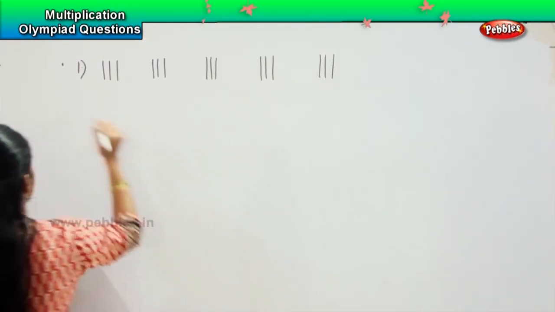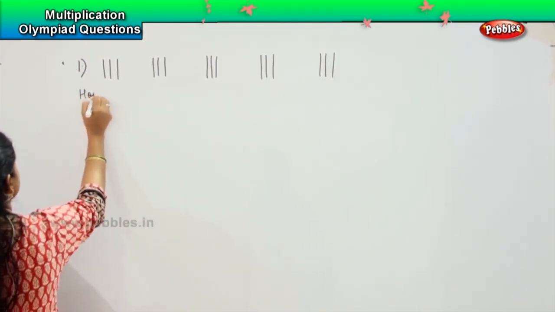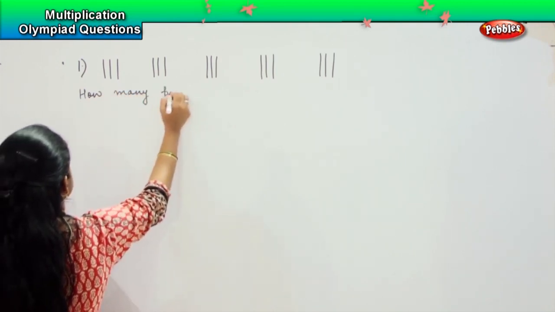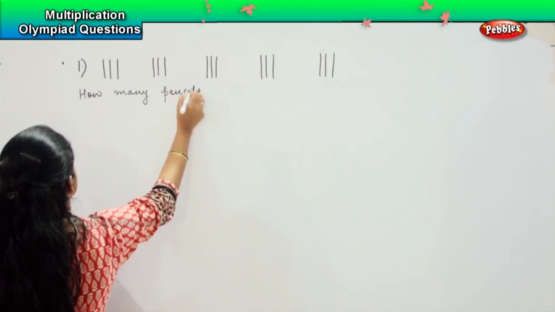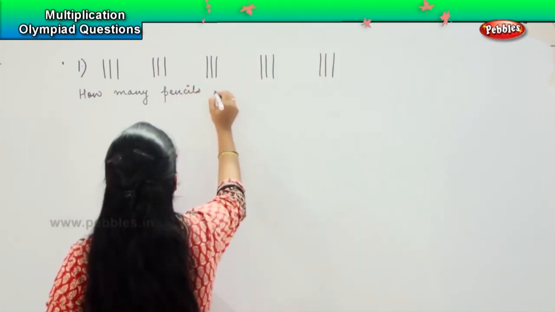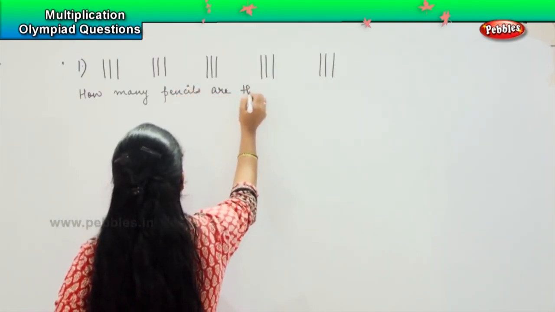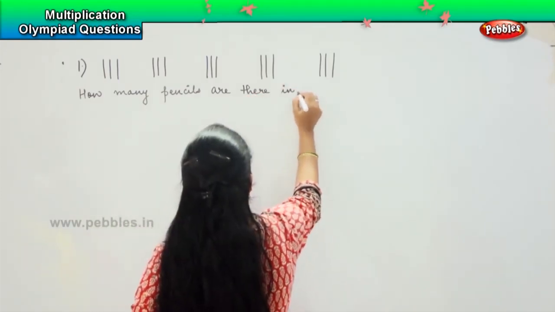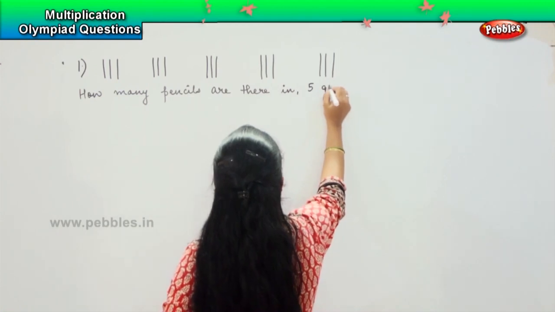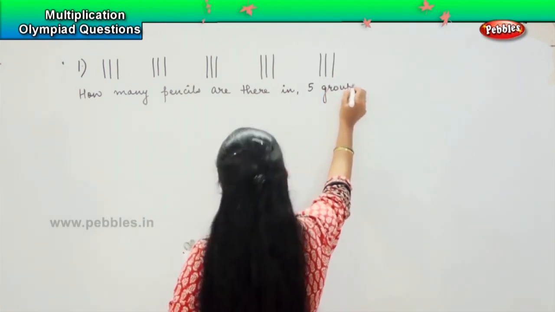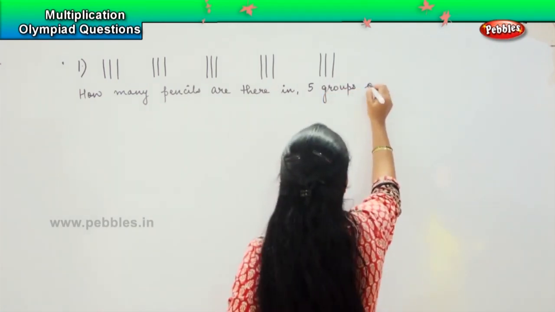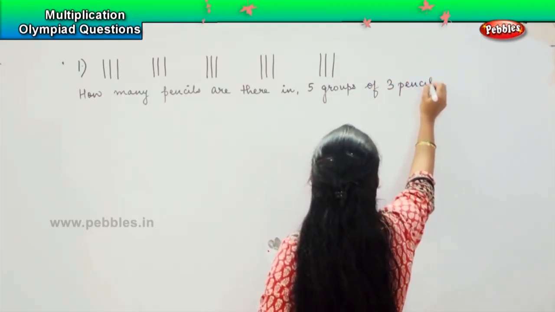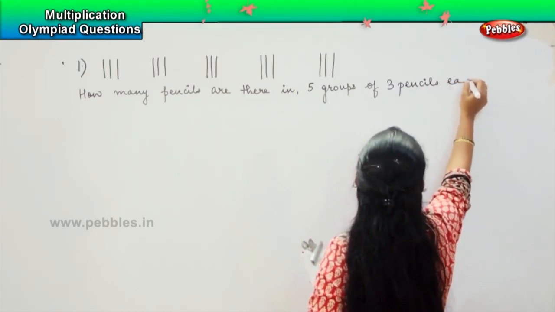Fine. So your question is, how many pencils are there in 5 groups of 3 pencils each?